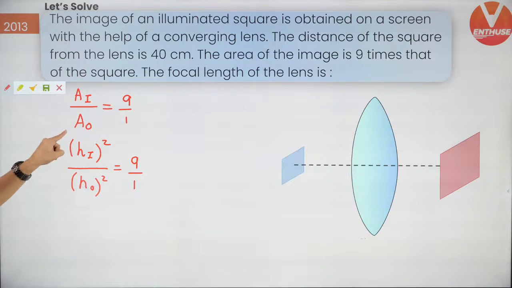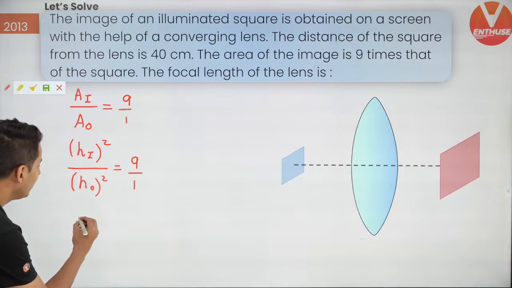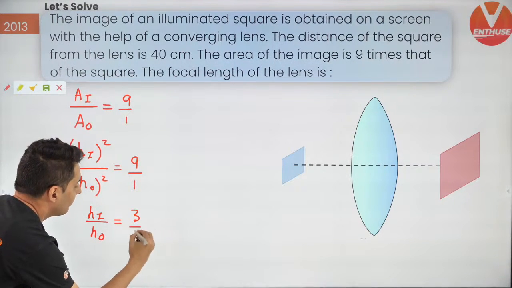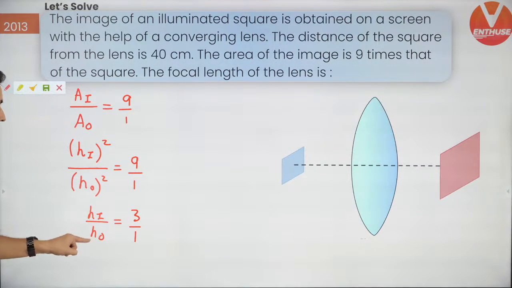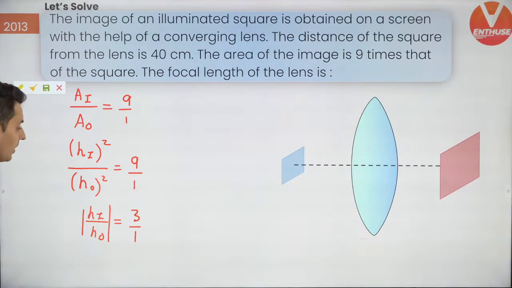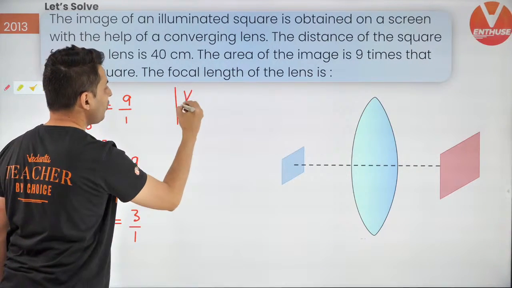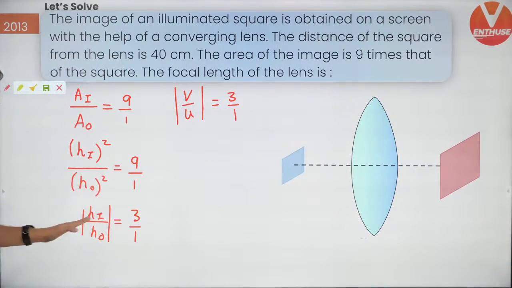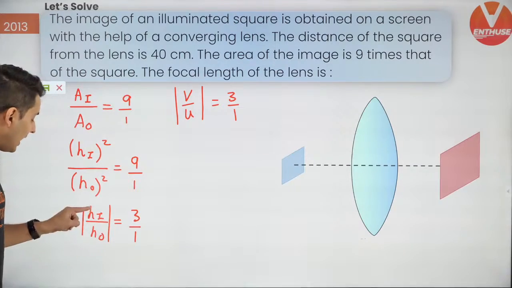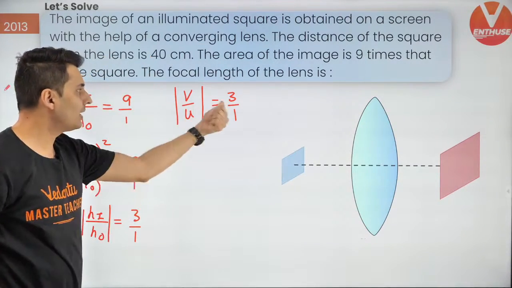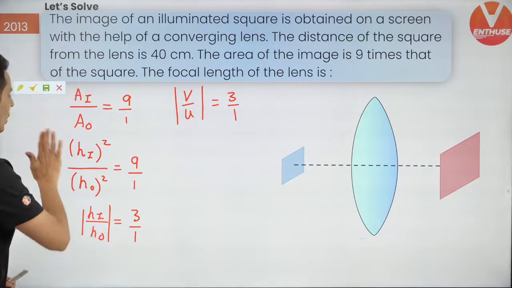Okay. Now, if this is true, then think about it. Height of image upon height of object will be 3/1. Now, what is height of image upon height of object? Magnitude wise, if I just take the magnitude, that is nothing but V by U's magnitude is 3/1. That's it. I got it. Because remember, height of image upon height of object is magnification. That magnification is V by U for a lens. I got this. Okay, cool.